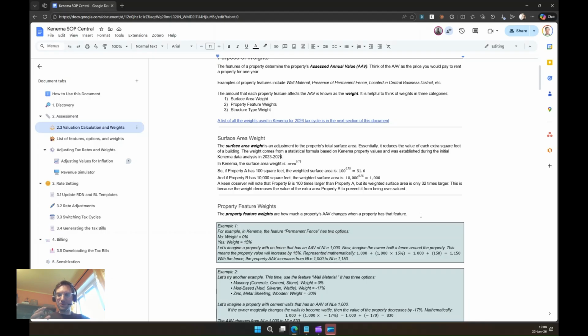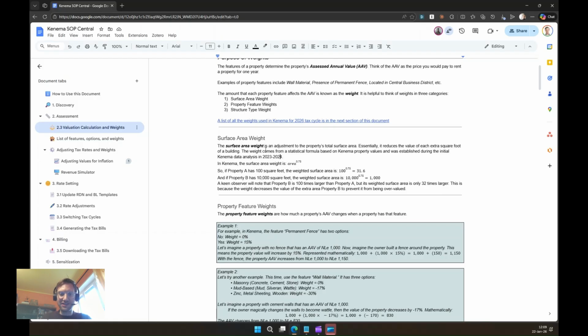The reason that we do that is if you think intuitively about how a property is valued, if you have a property that is 100 square feet, the 101st square foot is quite valuable, and then the 102nd square foot loses a little bit, and the 103rd square foot loses a little bit after that. As you take a building and you make it bigger and bigger, each extra square foot becomes a little bit less valuable than the one before it. And so that's why we have what's called the surface area weight.